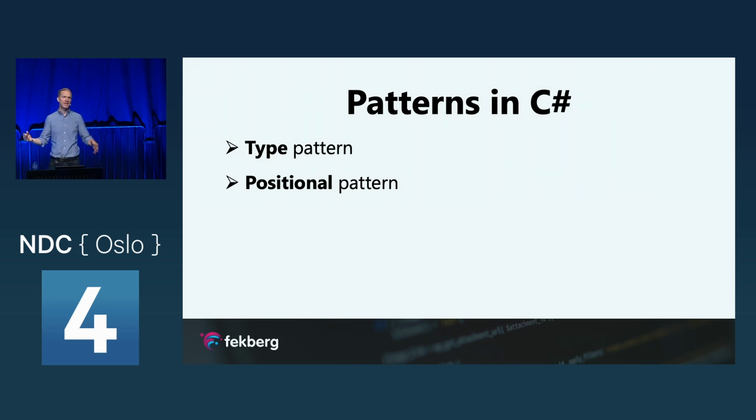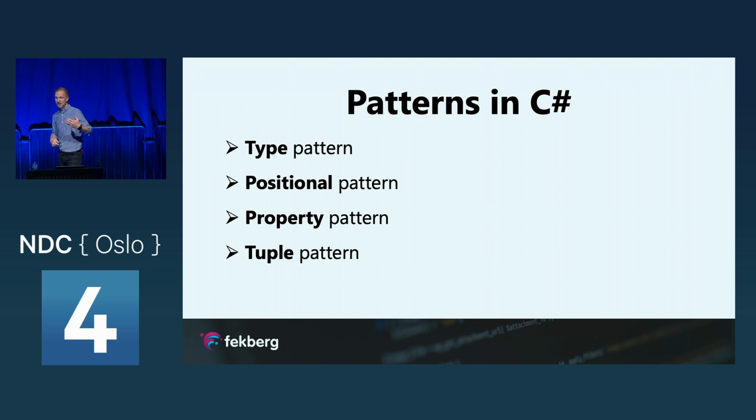If we take an object, we can deconstruct it and pull it apart into different variables. We can also use that together with something that looks like a tuple. We can match on property values. We can match on exact tuple values. We can use relational patterns. So for example, let's say I want to find a person that's over 30 years old. I can use a pattern to express that.